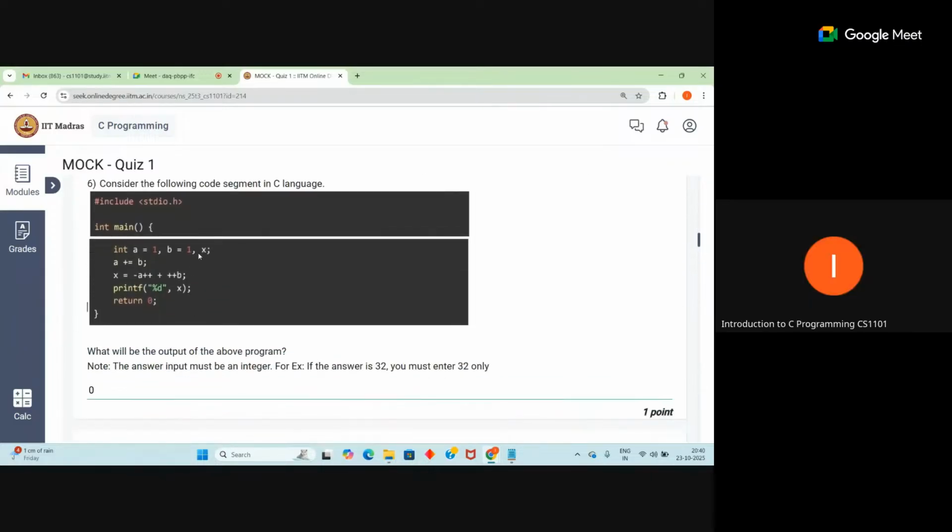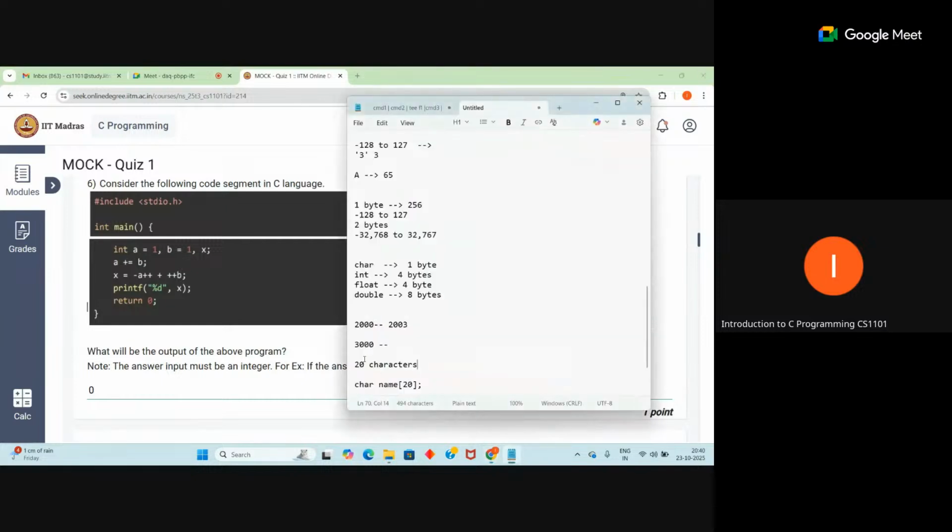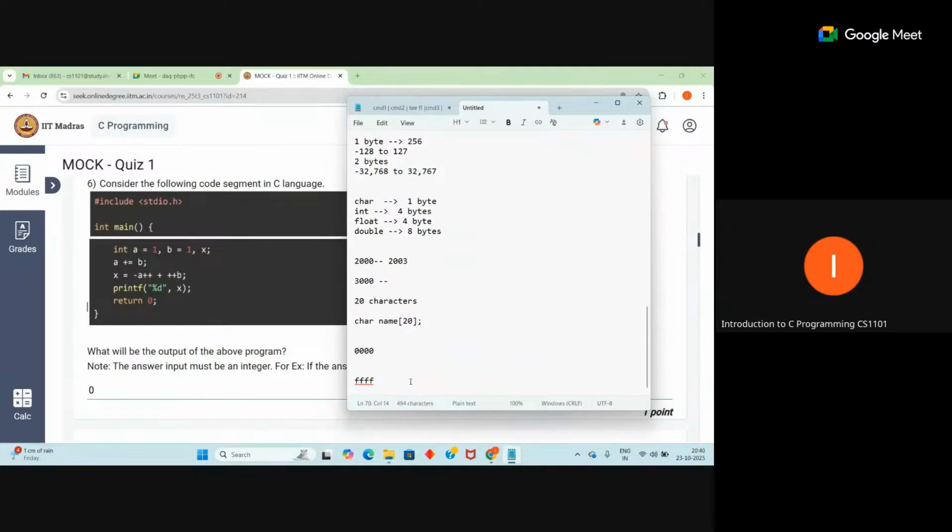Next, consider the following code segment in the C language. We are given 3 variables A, B, X. A and B are initialized with value 1, and X is the output you are calculating. And this is what A plus equal to B means. It is a shortcut operator.